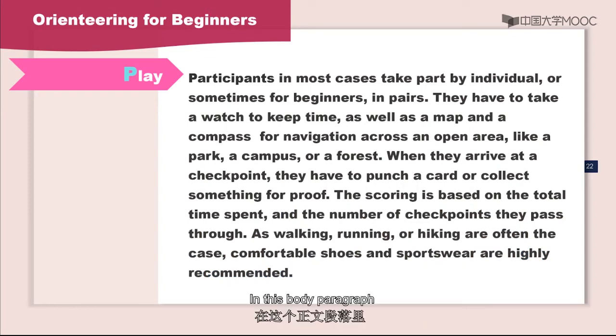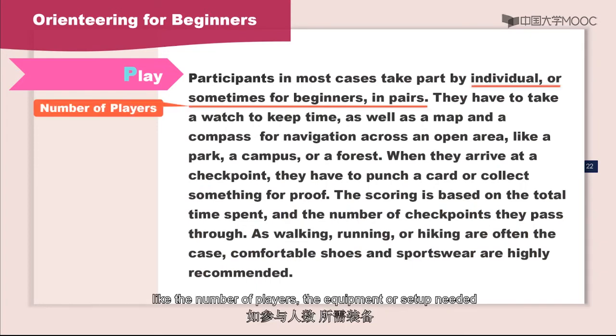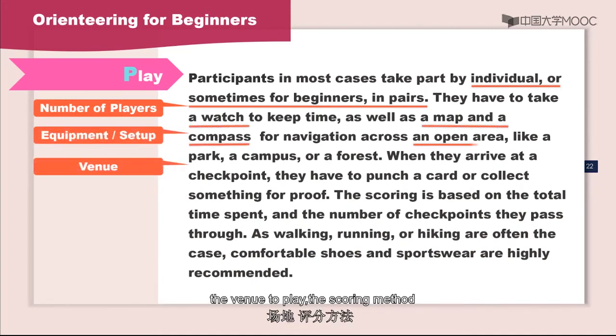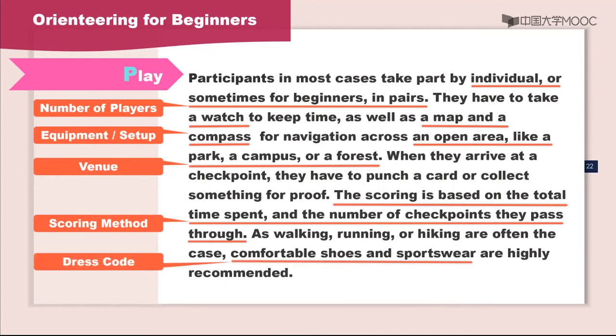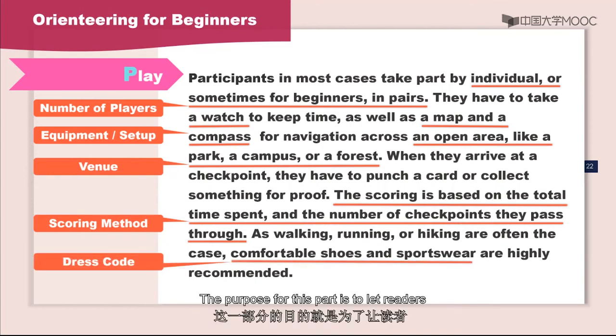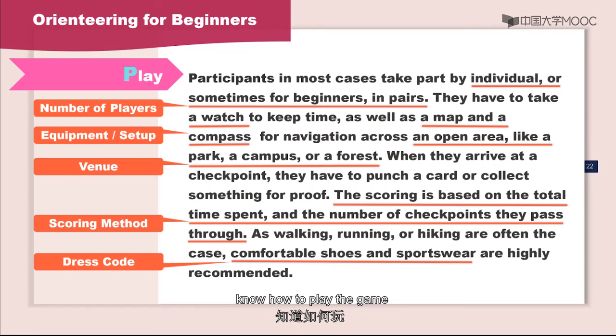In this body paragraph, we also include some detailed information, like the number of players, the equipment or setup needed, the venue to play, the scoring method, and for outdoor games, the proper dress code. The purpose for this part is to let readers know how to play the game.